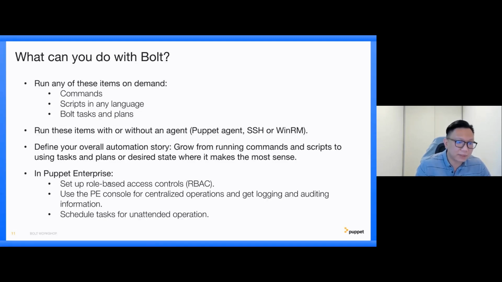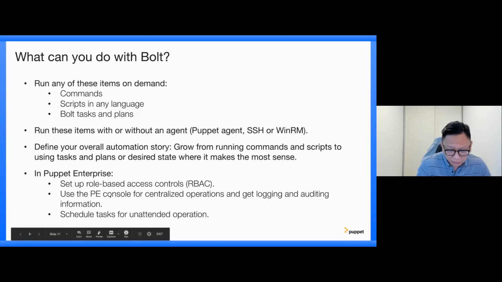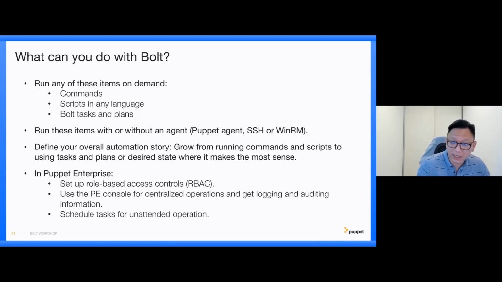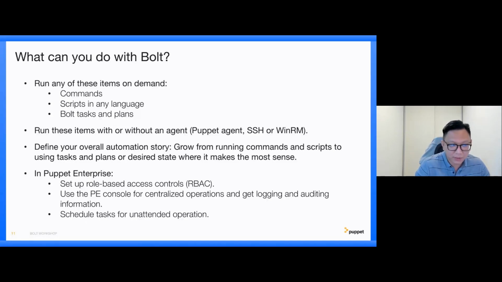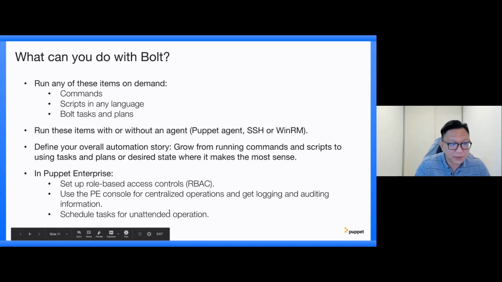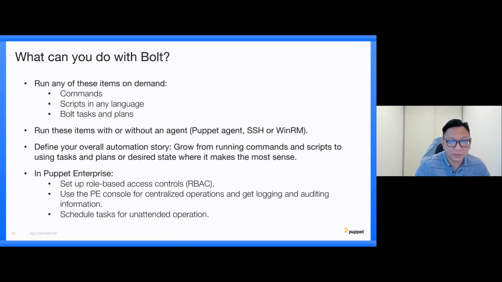sense. So in Puppet Enterprise, together with Bolt, you can set up role-based access control to make sure that certain groups of users have the right access to the nodes that you have. And you can also use the Puppet Enterprise console or dashboard for more centralized operations where you can see things at a high level. Also, you can get the logs, audit histories, and all those kinds of information from the PE console or PE dashboard. It also allows you to schedule tasks, for example, you want to do patching at midnight, or during weekends where it's unattended operations. So those are the list of things that you can do with Bolt.